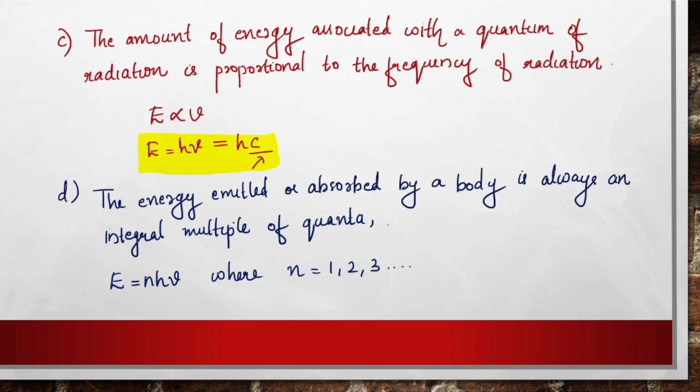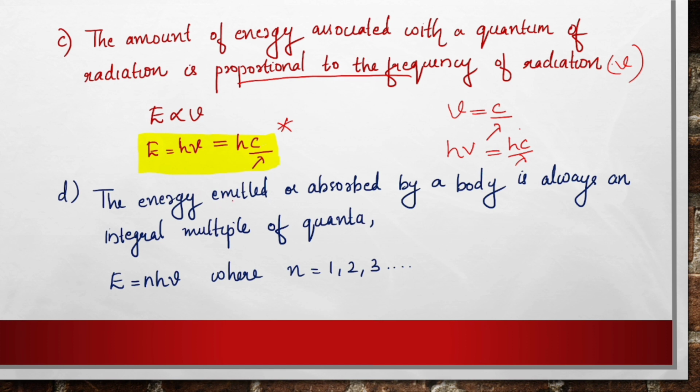Next point: the amount of energy associated with the quantum of radiation is proportional to frequency. Already we studied the postulate that energy is proportional to frequency of radiation nu. That is E is equal to h nu, where h is Planck's constant and nu, as we studied in electromagnetic radiation, is equal to c by lambda. So h nu is hc by lambda. So the energy equation is h nu, which is equal to hc by lambda.